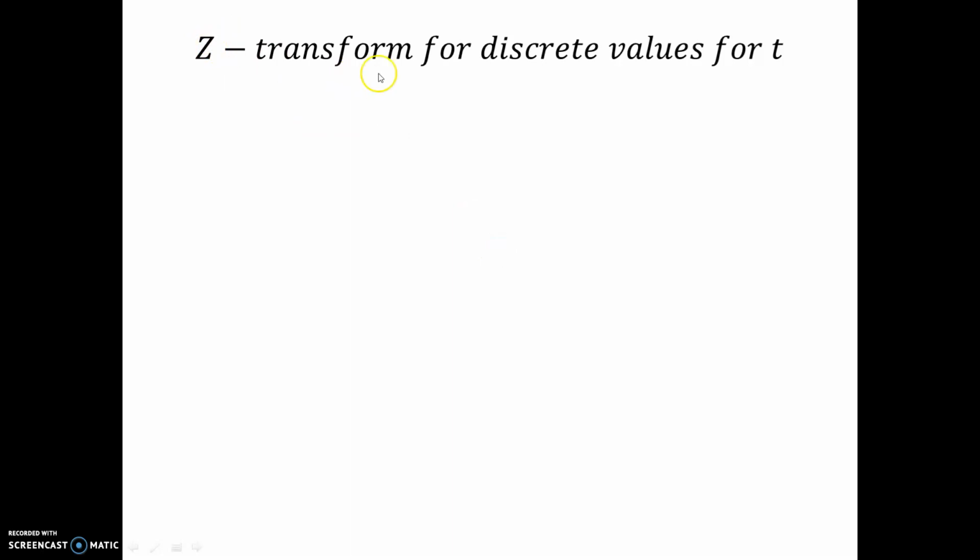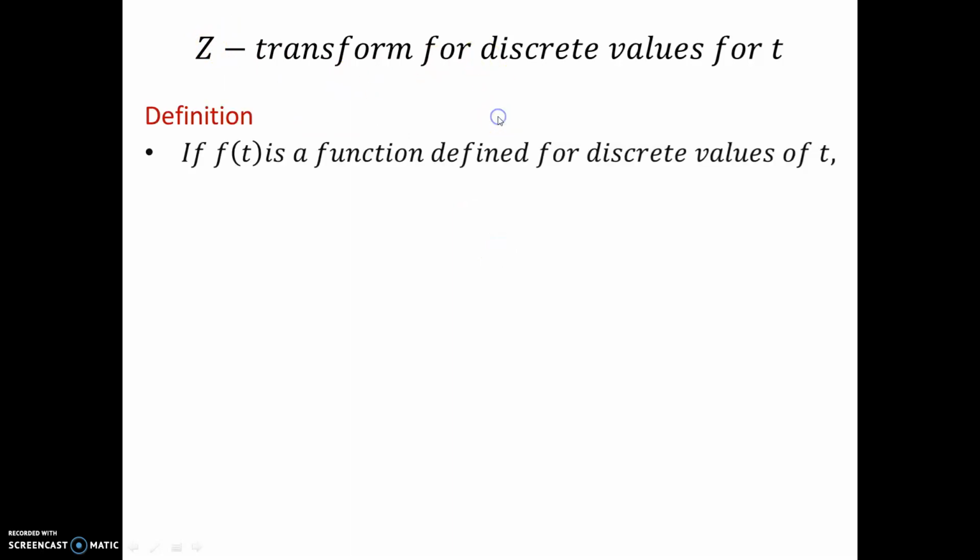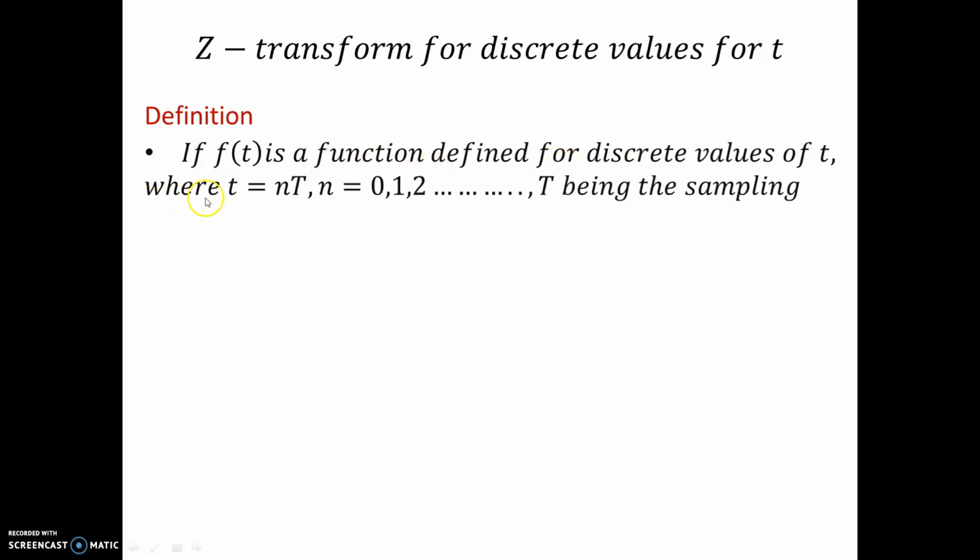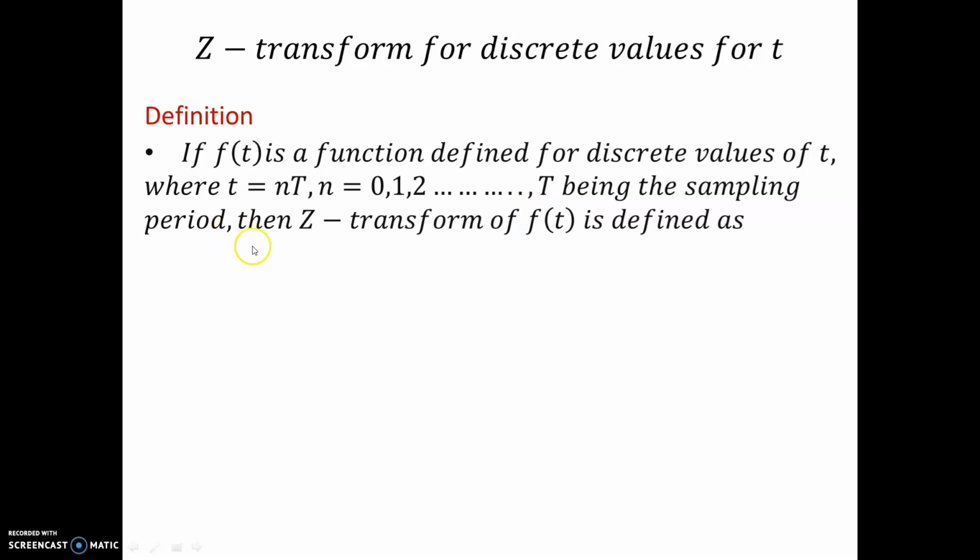Next definition, Z transform for discrete values of t. If f of t is a function defined for discrete values of t, where t equal to n into capital T, n equal to 0, 1, 2, etc., capital T being the sampling period, then the Z transform of f of t is defined as Z transform of f of t equal to the summation from n equal to 0 to infinity of f of n into capital T, Z power minus n. In place of t is n into capital T.